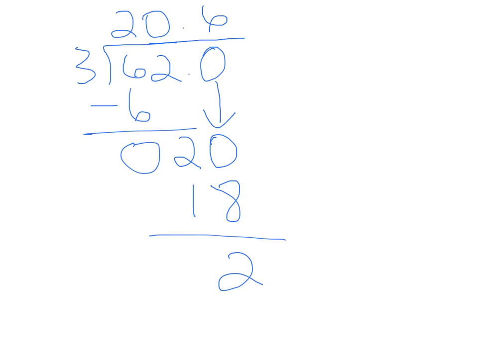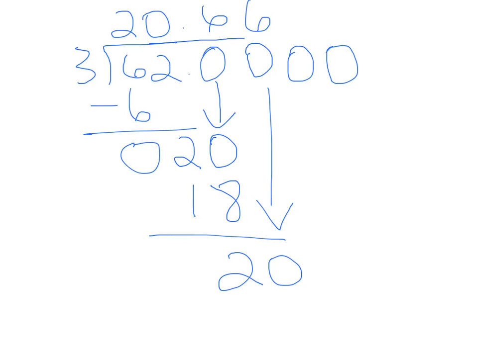I can repeat this process, adding an infinite number of zeros and bring them down. But pretty soon, I'm going to see a pattern, and I'm going to see that that 6 goes on forever and ever. So my final answer can be written as a decimal 20.66666, so I put my repeating bar above.